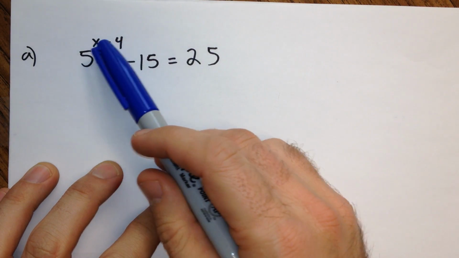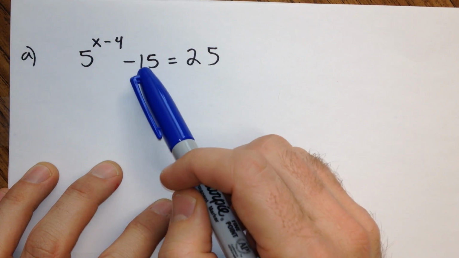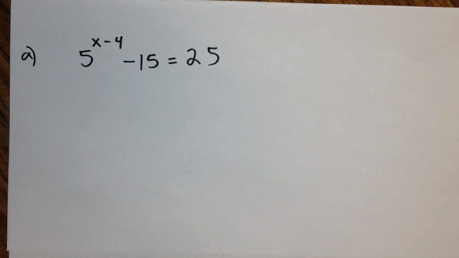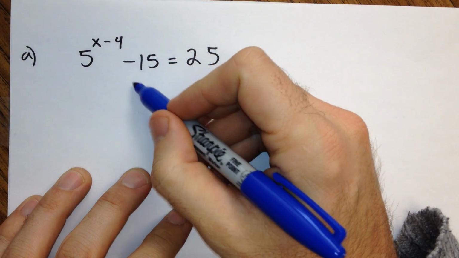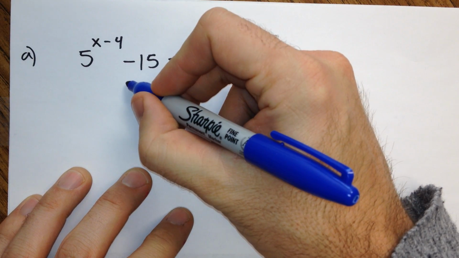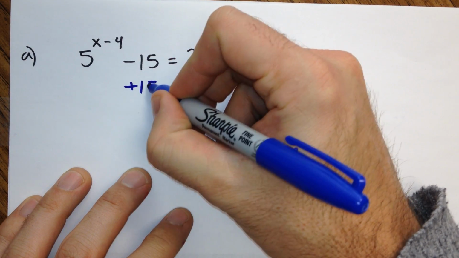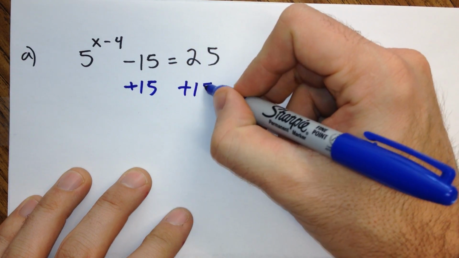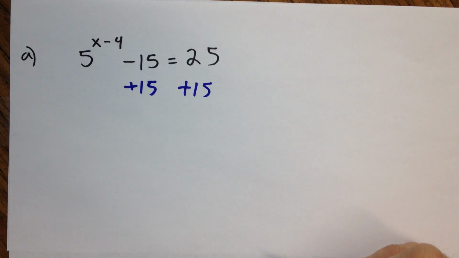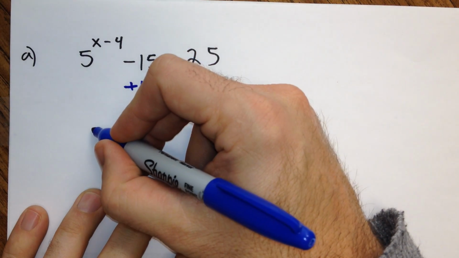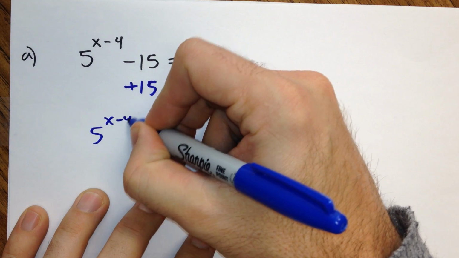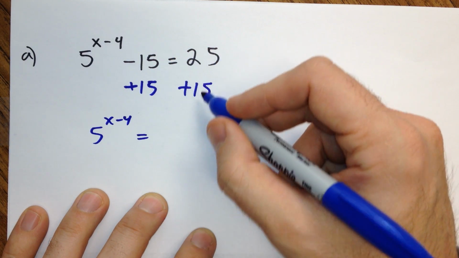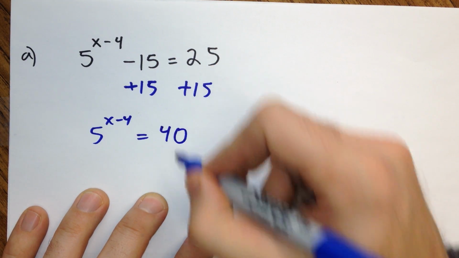And I notice the x - 4 is all within the exponent of 5, and the 15 is all by itself hanging off on the end. So I'm going to first start by trying to undo this 15, using the inverse operation of subtraction, which is addition. And so I'll add 15 to both sides. When I add 15 to both sides, I get 5^(x-4) is equal to 15 plus 25, which is 40.